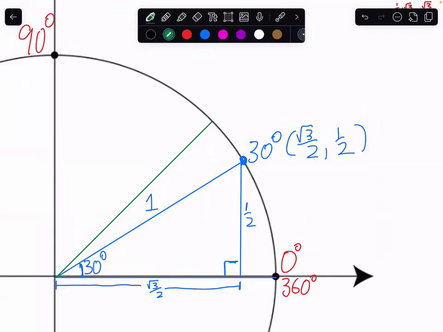Again, the reason that this line represents 45 degrees is we're considering this angle, including the positive x-axis. So we're really saying that this angle that I'm marking with the double arcs is 45 degrees.